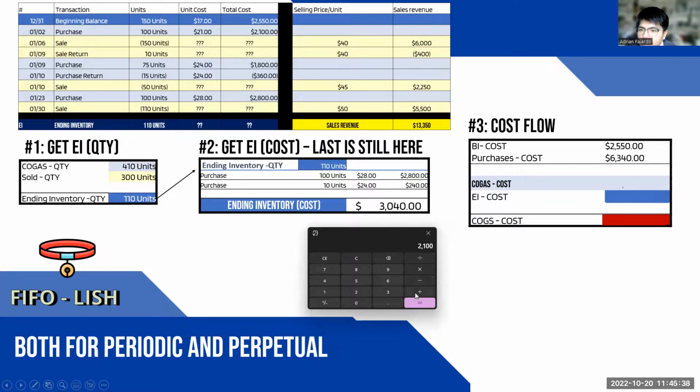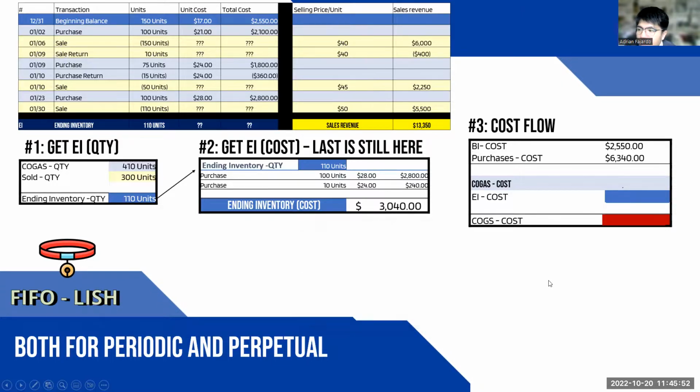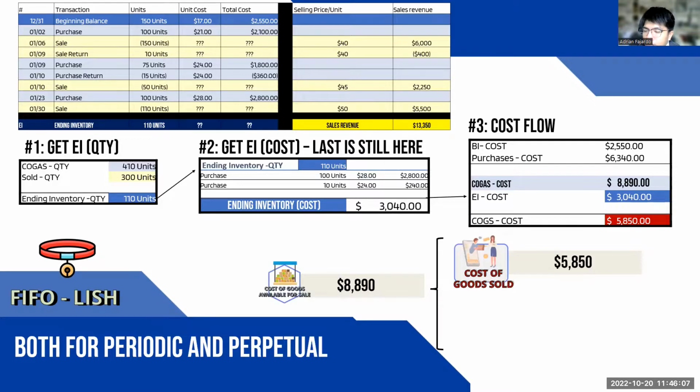2,100 purchase 1 plus purchase 2 of 1,800 minus 360 purchase return plus 2,800 purchase 3 is 6,340. So if I add those two together, it will give you your COGAS of 8,890, minus your ending inventory, which we already know is 3,040, gives you your cost of goods sold at 5,850. So your cost of goods sold is 5,850, and your ending inventory is 3,040. Right?